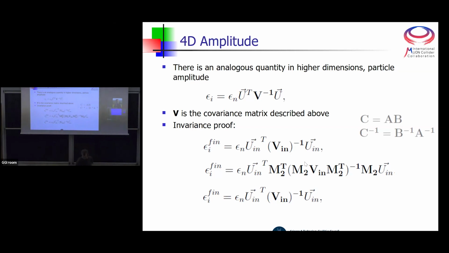Then V, we know, transports as M2 times V times M transpose. And then we have M, which transports just like your U, which transports using the transfer matrix. Then we take the inverse. Well, we flip the order when we take the inverse. That means this M transpose cancels with this M transpose. This M inverse cancels with this M inverse. We end up just with this expression. So the whole thing's conserved.